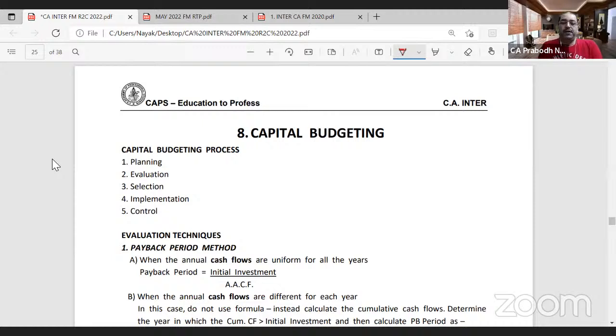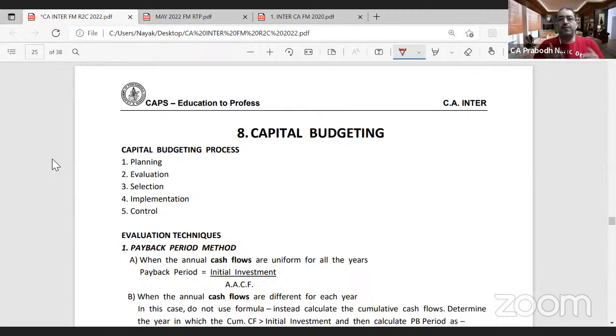Now we come to capital budgeting. Capital budgeting process. In one examination, they asked a question on the capital budgeting process. What is the process of capital budgeting? Some students say it is out of syllabus. Even if it is out of syllabus, it is covered in the syllabus. You should know how planning is done, how the capital budgeting process starts. Capital budgeting means what? You are budgeting for purchasing of a fixed asset or investment in a particular project.